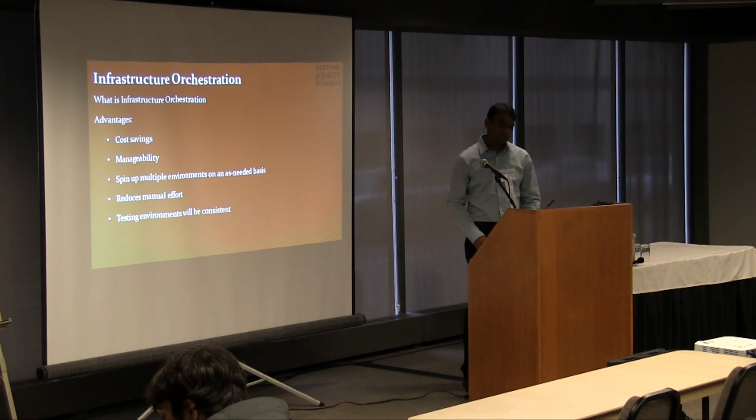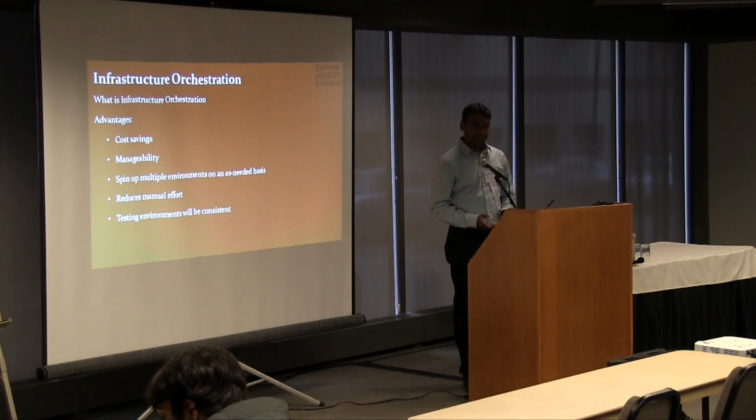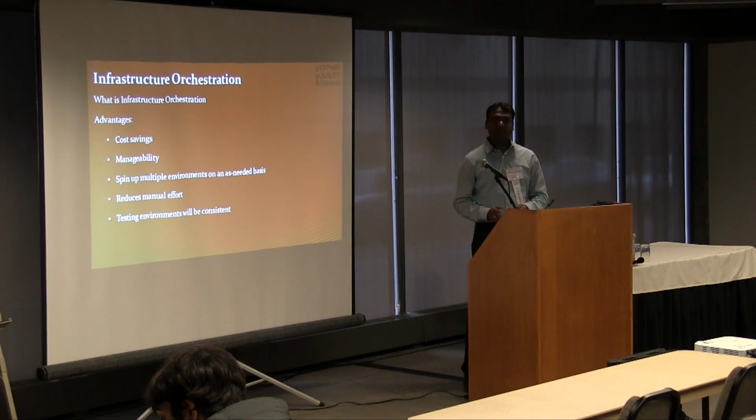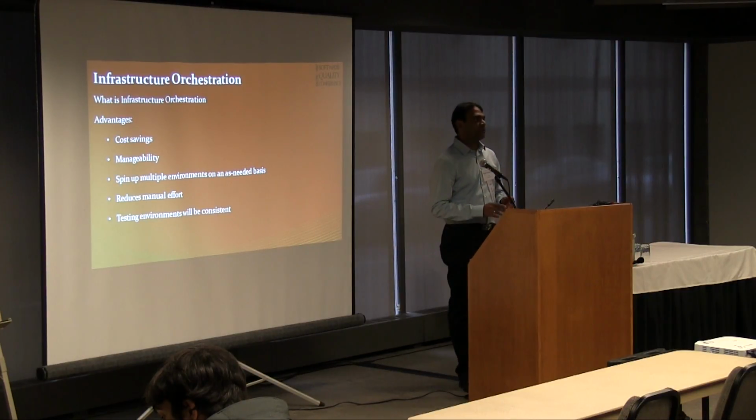Some advantages of infrastructure orchestration are that you can spin up multiple environments on a need basis, and you'll reduce a lot of manual effort because once you have all this documented as code, you can integrate with your continuous integration tool. You'll just have the basic infrastructure up, though it's not configured, which we'll talk about in configuration management. And all your testing environments will be pretty much consistent, right? So if you're installing Java 1.8 update 60, whenever you call this infrastructure script, you'll have the same Java on all the VMs.